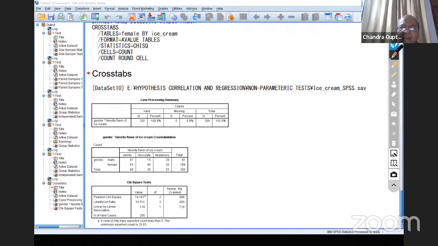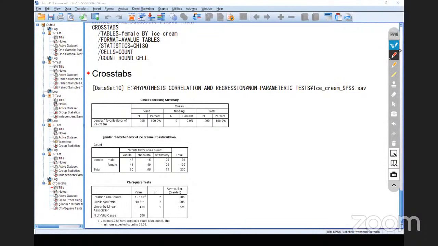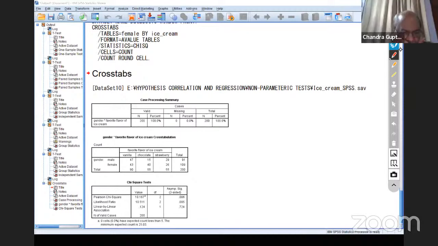And where that difference is, you can make out from the cross tabulation table. Male 47, female 43, but the basic difference is in chocolate. Females are asking 40, males are asking for chocolate out of 15 male. Not much difference in strawberry, but the distinguishing feature is the chocolate preference. So there are differences in the preferences, and the main difference is in the preference of chocolate flavor. That you can conclude out of it.